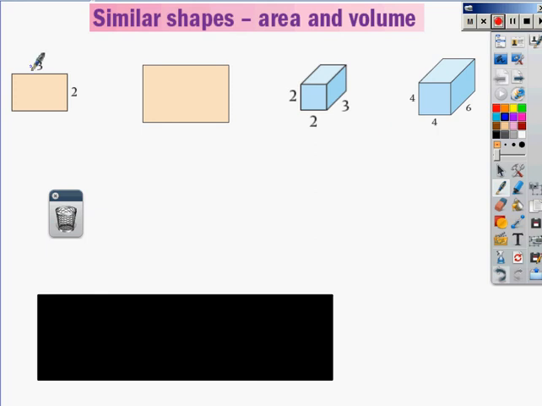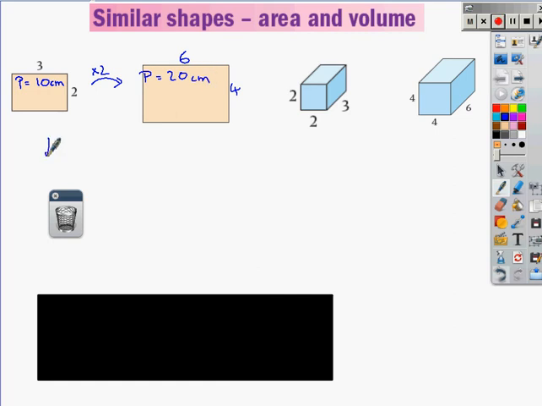So if we take this rectangle here and we enlarge it by a scale factor of 2, then each side length is enlarged by a scale factor of 2. So this becomes 6, this becomes 4. So what's happened here? Well, let's have a look at our perimeter. We see here we've got 3 plus 2 plus 3 plus 2, so that's 10 centimetres, okay? And the perimeter of this one is 6 plus 4 plus 6 plus 4, so that's 20 centimetres.